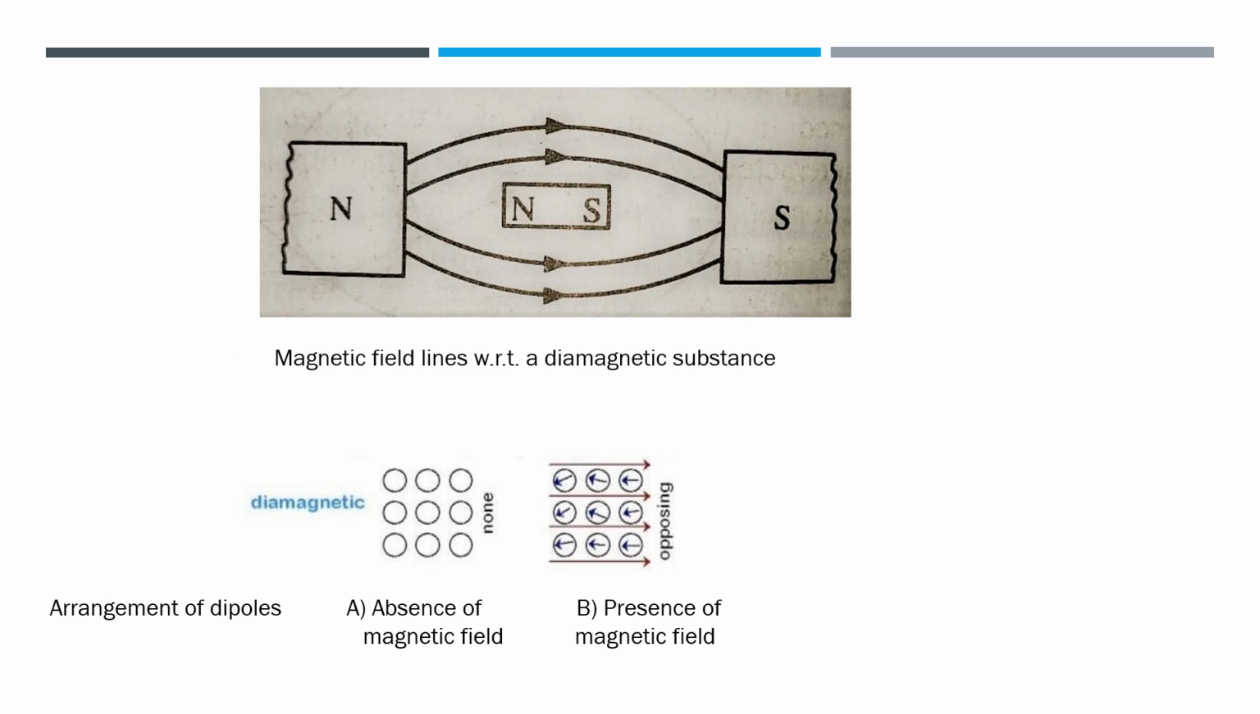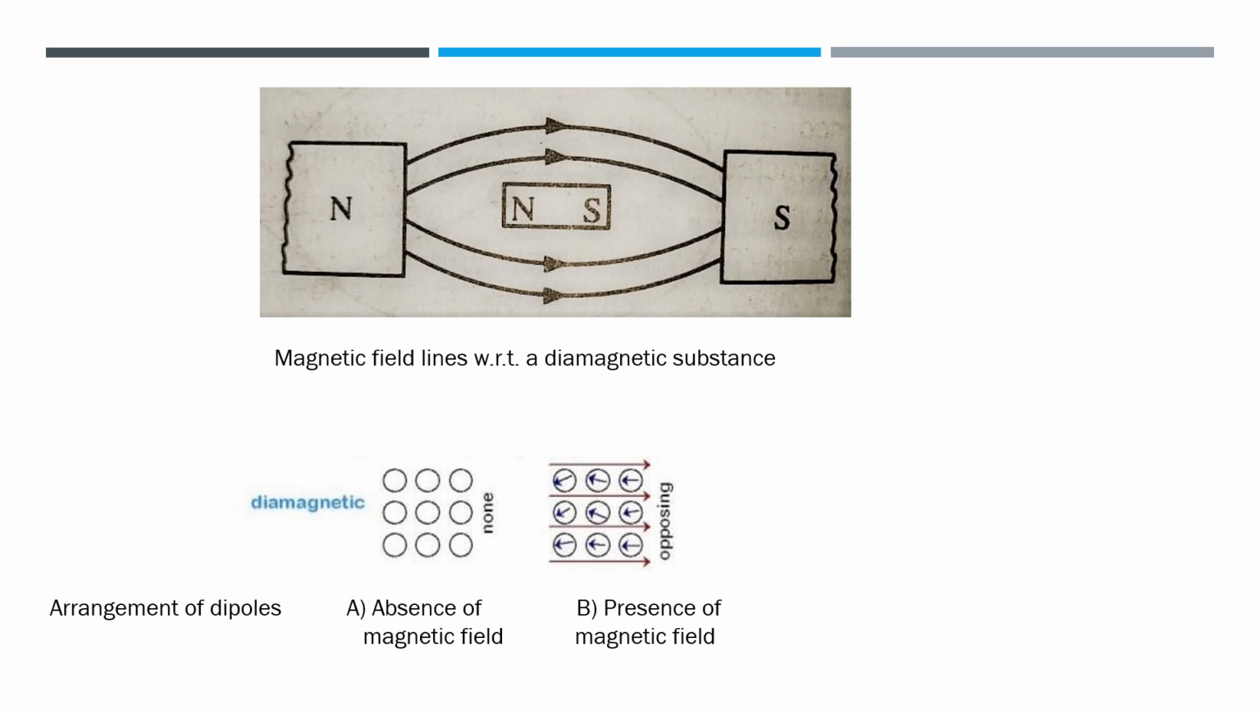And now we can see that the magnetic field lines generally prefer to pass through the air rather than the substance. This is because the magnetic permeability of the diamagnetic substance is much lesser compared to air, so it does not allow the lines to pass through it, and the diamagnetic substances expel the field lines.